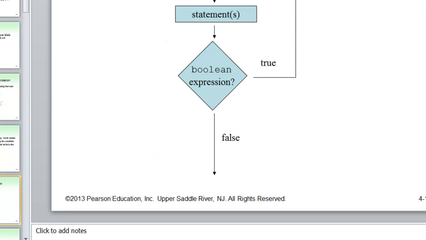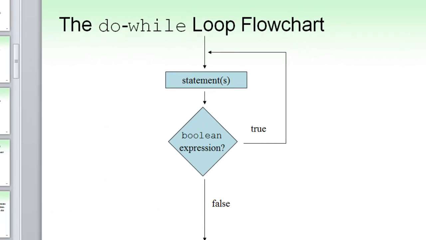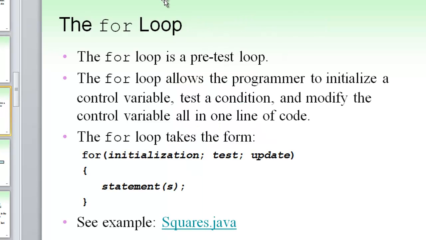All right, so the do while is post-test, and you do these statements first. Then you test the condition. If it's true, you go back and do the statements again, etc., etc. So the do while loop is guaranteed to occur at least once. The next loop that we're going to look at is the for loop.